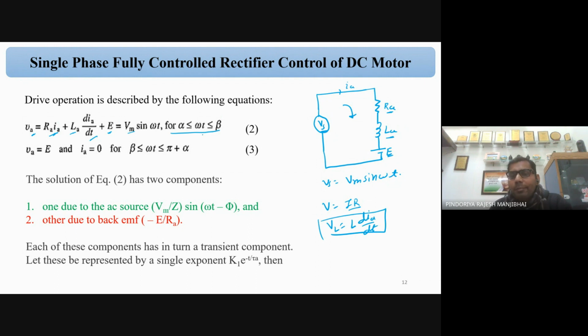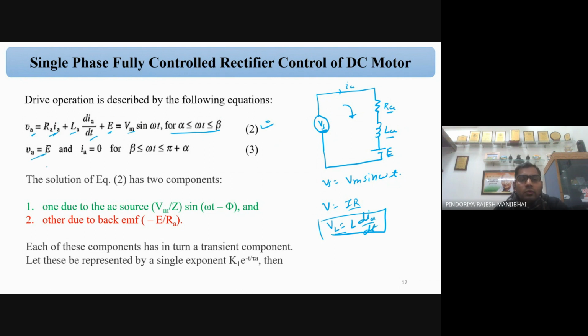That is a simple equation. We just have to apply the KVL for the single phase DC motor fed by the single phase fully controlled rectifier. This is Vs, current Ia is flowing, and we have a simple equivalent circuit of the DC motor, Ra, La, E. And VL is nothing but L di by dt. That is equation number 2.